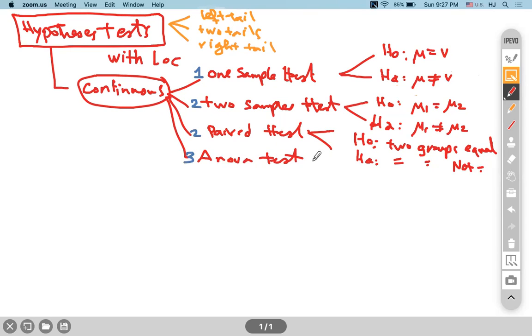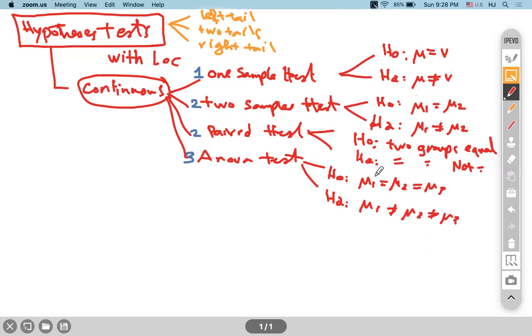With the ANOVA test, as we said, we have 3 or more variables. So the null hypothesis in this case would be mu1 equals mu2 equals mu3, and the alternative hypothesis is that they are not all equal to each other, which means one of them is not equal to the others.